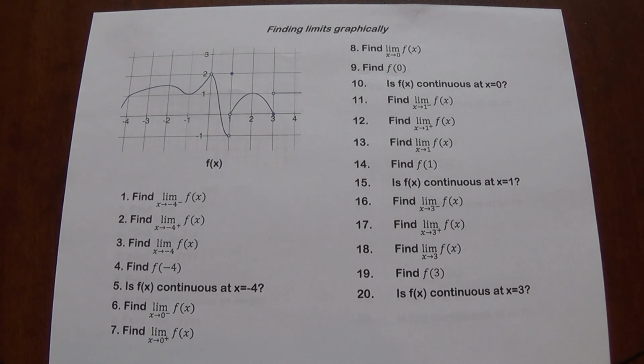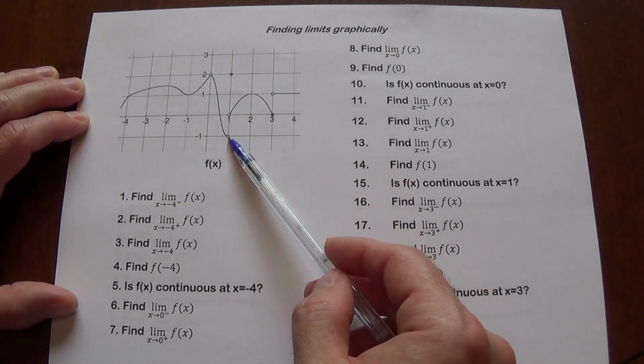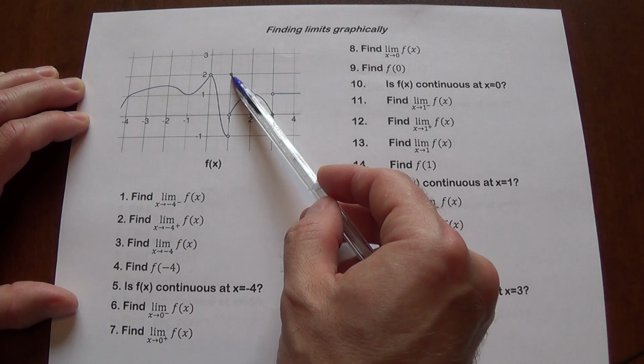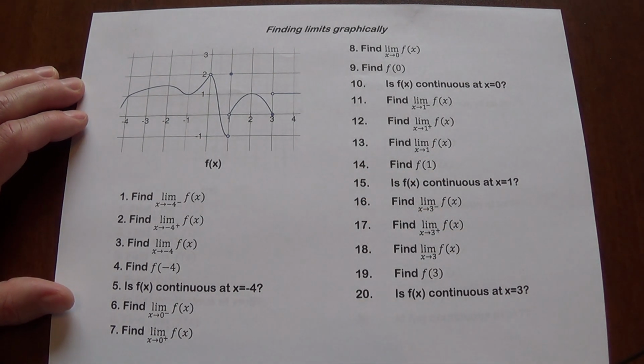Hi, this is a short review on finding limits graphically. What we have here is a piecewise function, comprised of all these different shapes. We have a hole here, a hole there, another point that's defined there, a solid one here and a point there, and we have to find all these different limits.